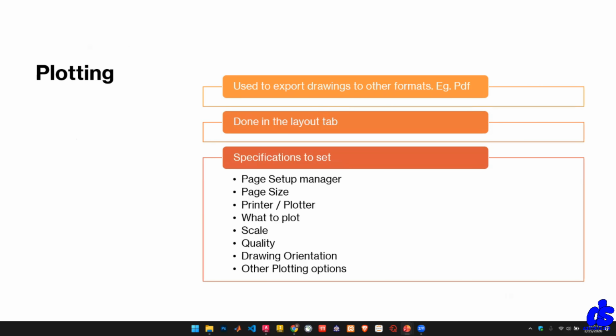Now, plotting. Once you are done with your drawing, you need to export it. And this is where plotting comes into play. So plotting helps you to export your drawings into a suitable format, such as PDF. And in doing that, these are the specifications you have to set: the page size, the scale, the quality, the orientation. There'll be other videos on it to go into more detail.